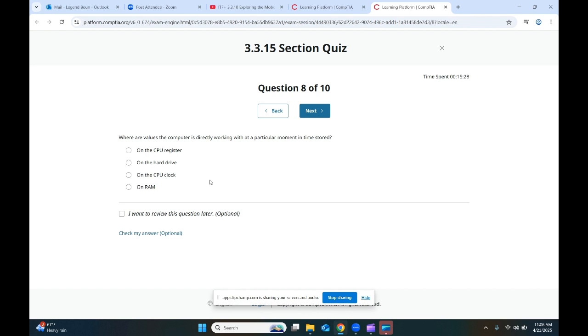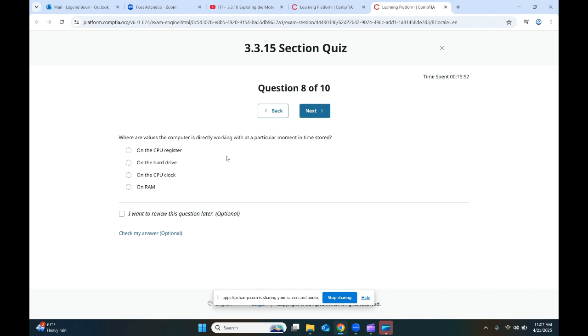Right, 1 0 1 1 1 0, but like a billion times faster. The hard drive, I know that the computer is pretty much never directly working with hard drive information. And then the RAM and the CPU register.